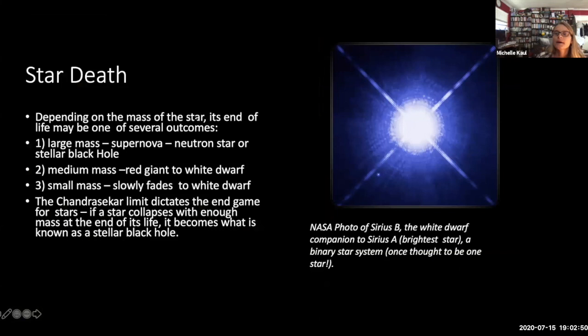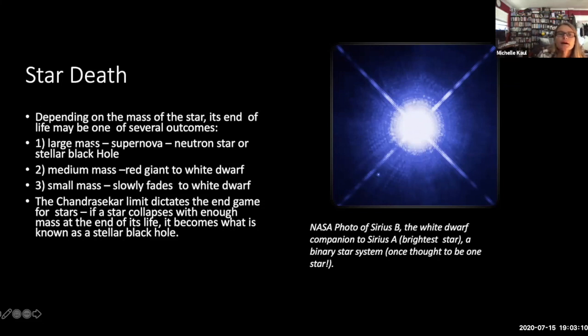Okay, so here is a famous white dwarf. We talked about the system Sirius A and B. It's a binary system. And again, remember, binary systems give us information on the masses of stars through the orbital mechanics. So here we have the white dwarf companion to Sirius A.